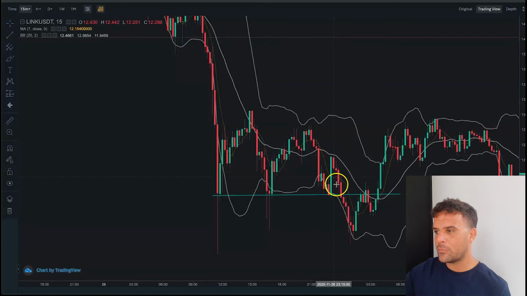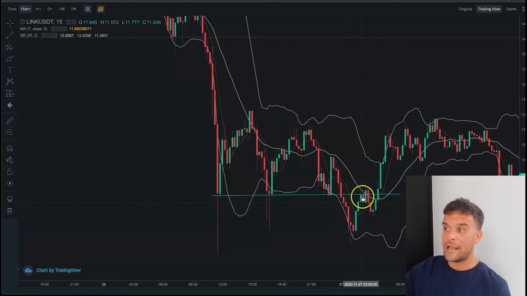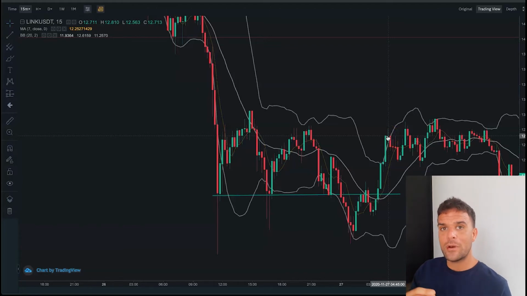When the support level is broken, you can see it's come down. However, shortly after, it's then retraced and come back up. So just be aware of the psychology of futures as well: even though a support level is broken, it's just an indication. It's not certain that this price is going to continue coming down and down and down. It's just an indication of what could happen if this support level is broken.